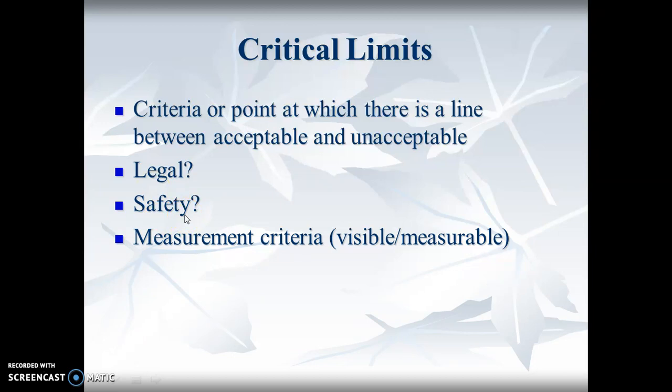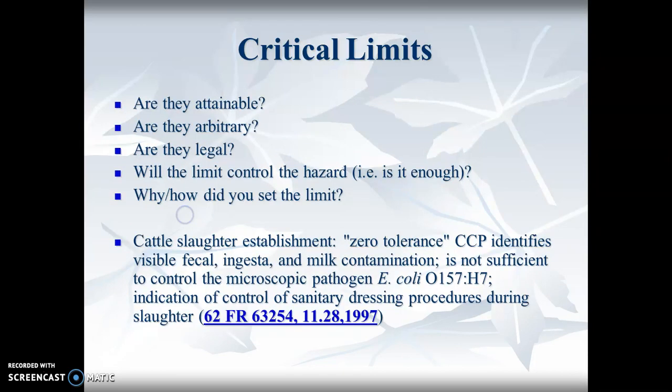be safe. Measurement criteria: visible and measurable. You need to be able to make sure that, hey, we can figure this out and we can prove that we've done what we needed to do. Critical limits, are they attainable? Can you actually go through and do them?